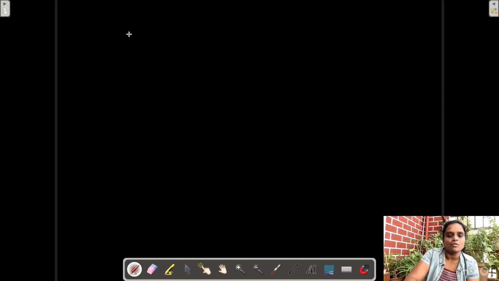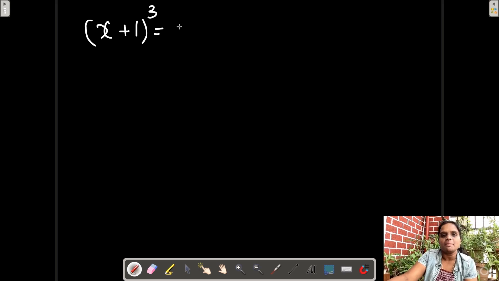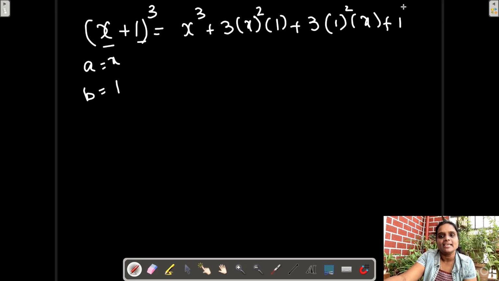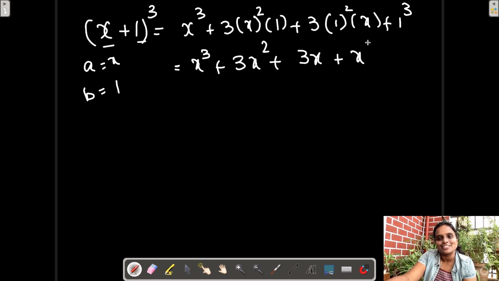Now let's take one algebraic expression like (x plus 1) whole cube. How do you expand this one? It is similar to (a plus b) whole cube, but here a is x and b is 1. So how do you write? What's the formula? a cube, that is x cube, plus 3a square b plus 3b square a plus b cube. So what is x cube? x cube is x cube only. 3 into 1 is 3, so 3x square, plus 3 into 1 is 3x, plus 1 cube.